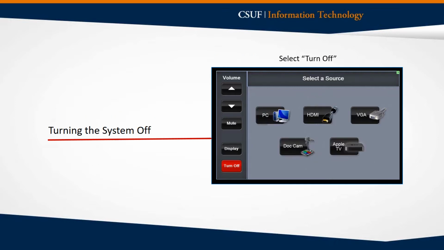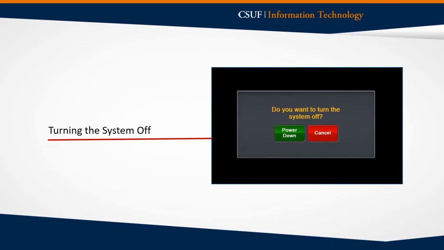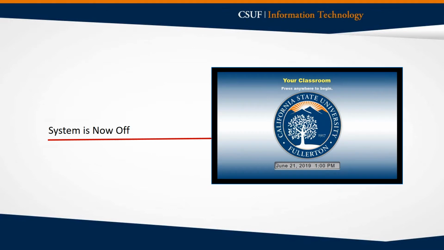When your class has ended, select the Turn Off button on the screen or the physical Off push button of the panel. As a precaution against accidental shutdown, a message screen will appear to ask if you want to turn the system off. If the answer is yes, then press the Power Down button. If the answer is no, then press the Cancel button. A panel with physical push buttons will automatically turn off when the Off button is pressed. Once the AV system has powered down, the touch panel display will return to the Start screen.